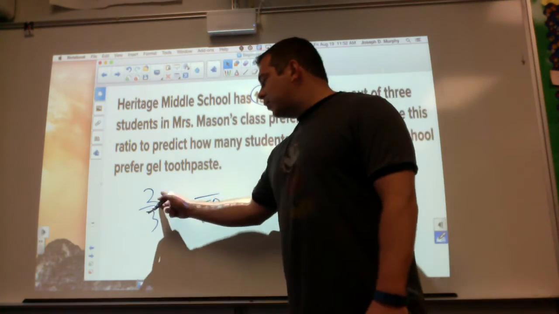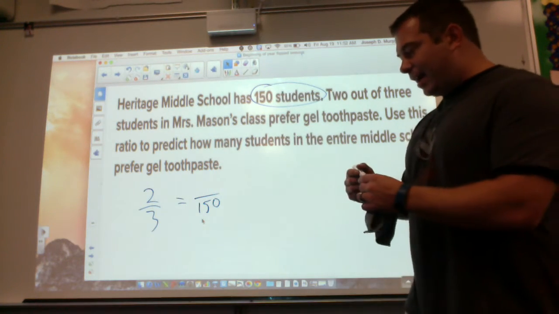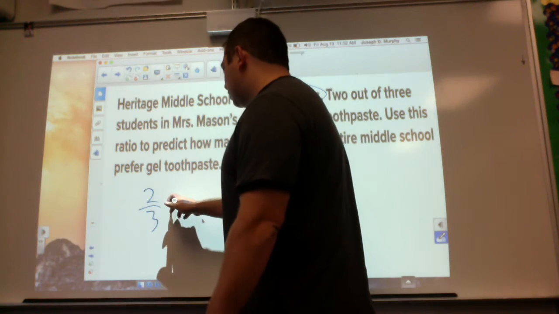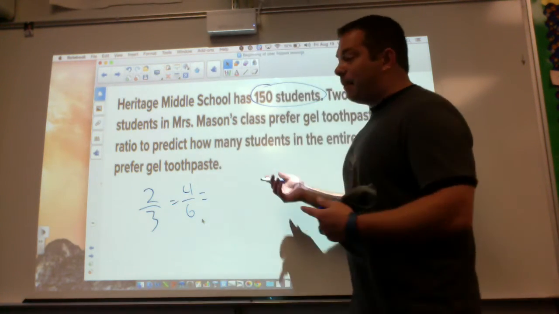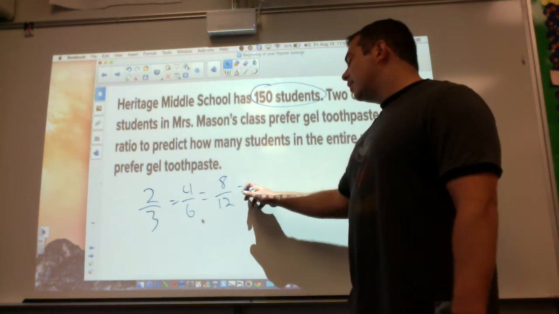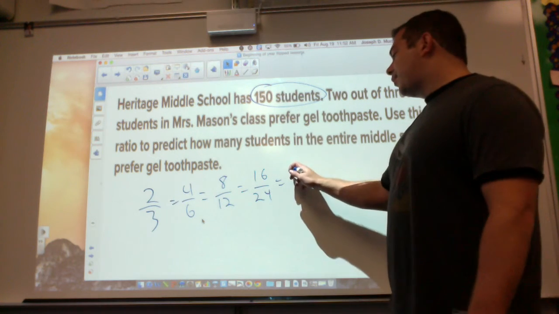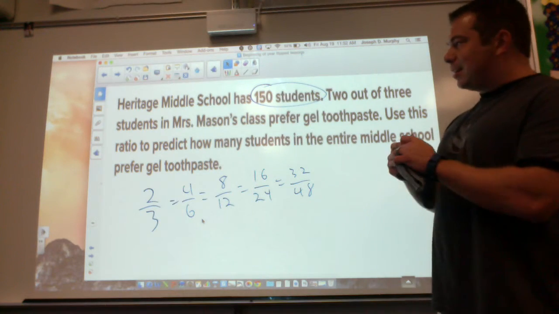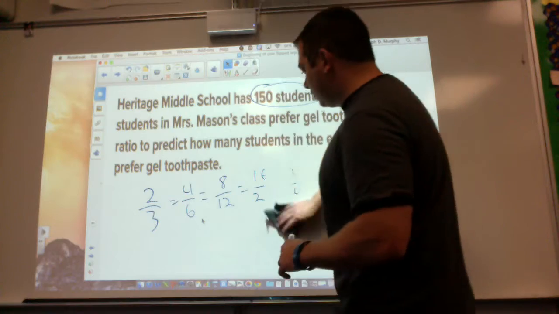So if 2 out of every 3, now I can make a table that goes forever. I could say 2 out of every 3 would mean 4 out of every 6, and I could keep doubling it as I go. 8 out of every 12, 16 out of every 24, 32 out of every 48. That's going to take me a while. All right, so I have better skills than just that.